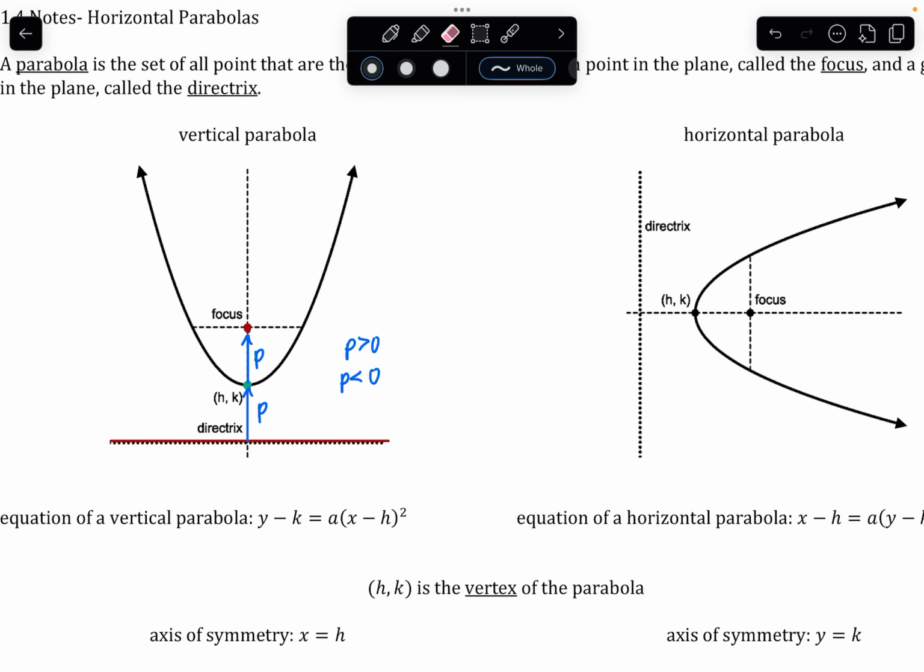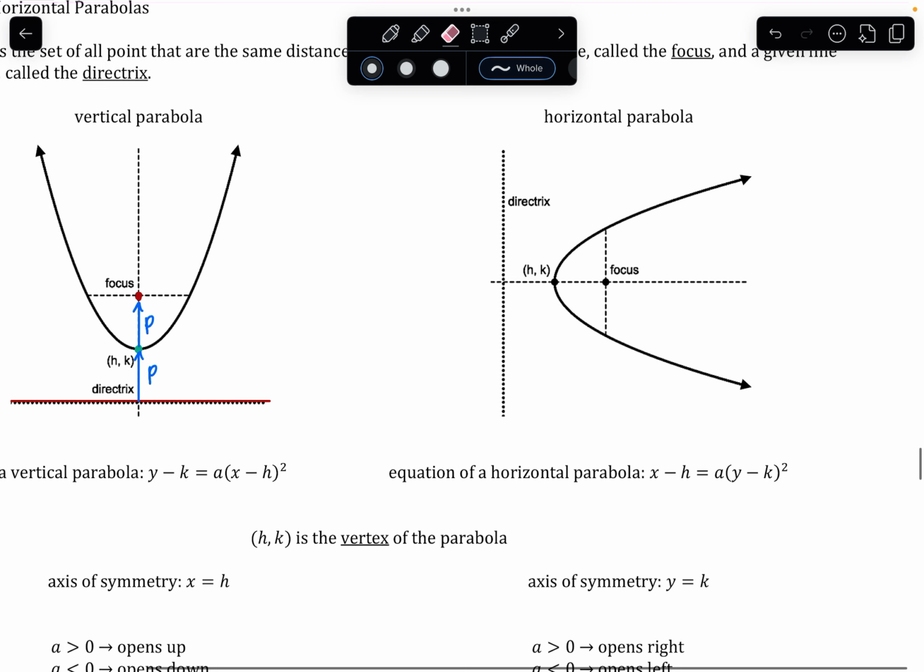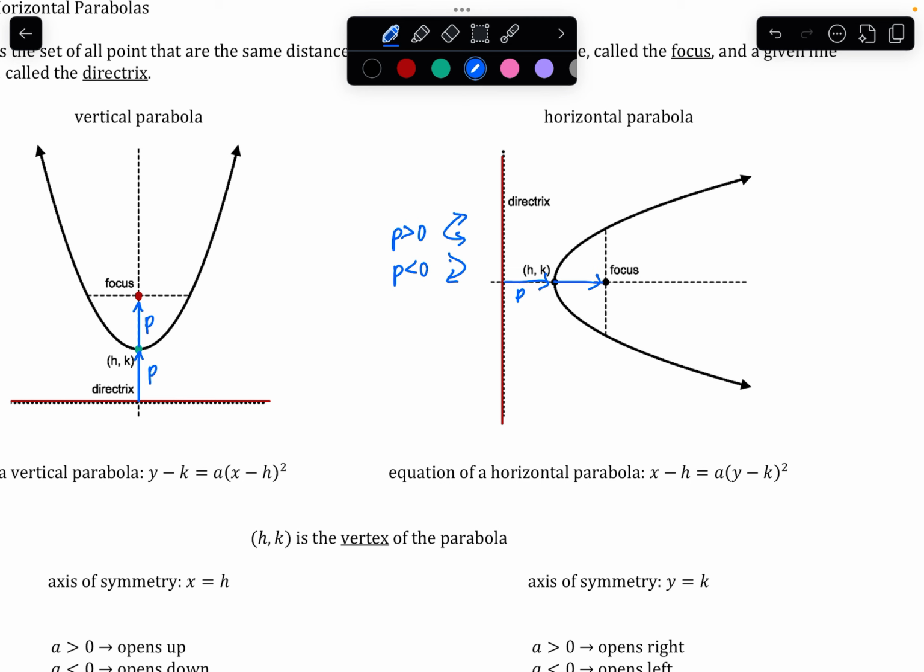And so with our horizontal parabolas, it's very similar, only now our directrix is a vertical line and our p-value is going to be a horizontal distance. And so here, a positive p-value is going to open to the right. A negative p-value is going to open to the left.